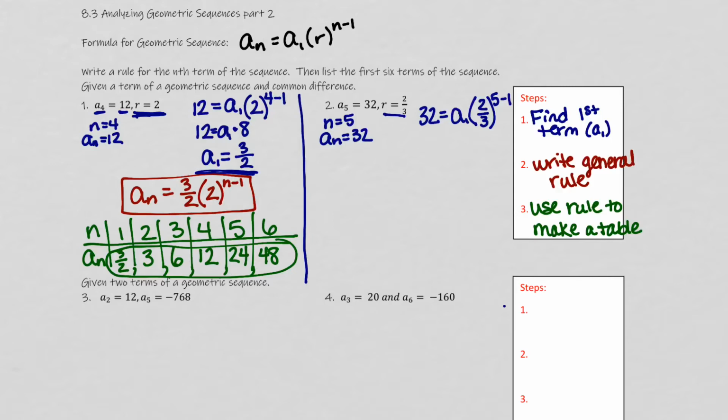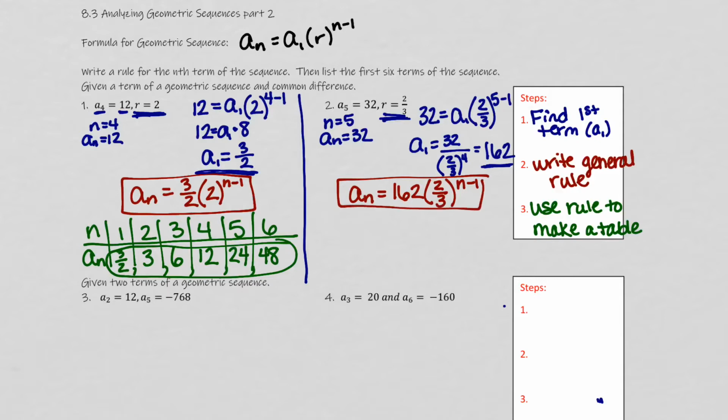And I'm going to solve that. What might be easiest to solve for A1 is taking 32 and dividing by 2/3 to the 4th power. Just plug that in your calculator, see what you get, and I get 162. Okay, so I have A1, I have my R, and I can write my general rule. So AN is going to equal the first term, which is A1, times R to the n minus 1 power, and there's my rule. Use that rule to find the first 6 terms.